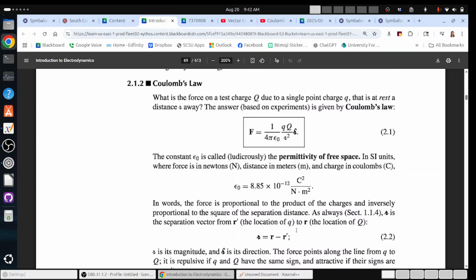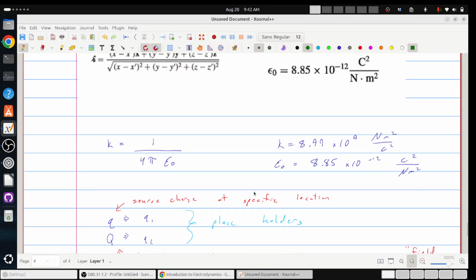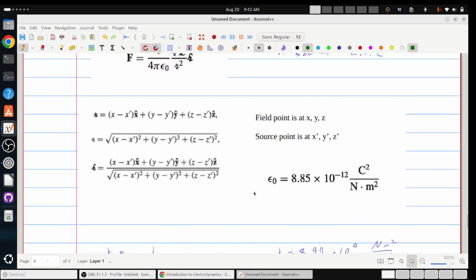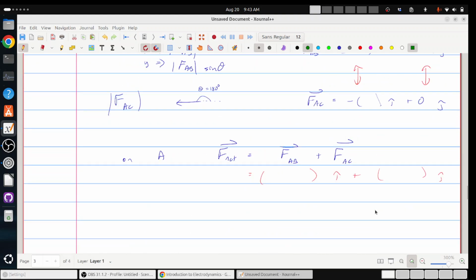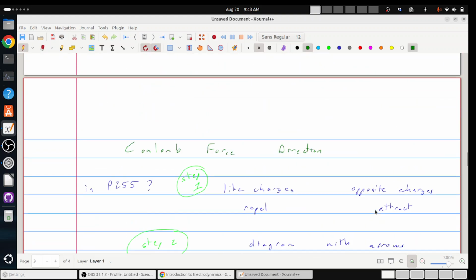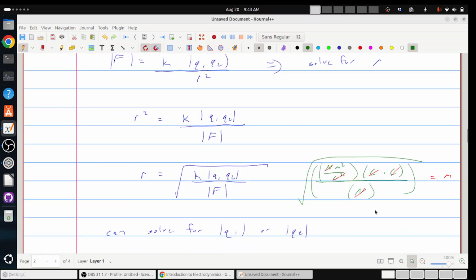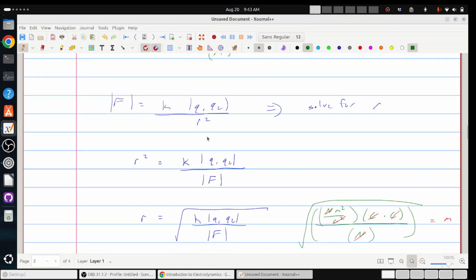Yes? What's below the lower case Q and the uppercase Q? That's an H squared? So that's our next difference. Very good question. Okay, so we've talked about the difference between K and epsilon naught. We've talked about the difference between Q1, Q2, and our little q, big Q. So now we talk about what's going on there. This is a script R. Okay?